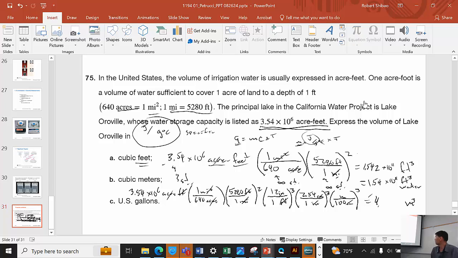So I'm going to get 4.36, and I'm going to carry 1 extra digit, which would be 6. 4.366 times 10 to the 9 cubic meters. Is that what you get? So this should round to 4.37 times 10 to the 9 cubic meters of water.